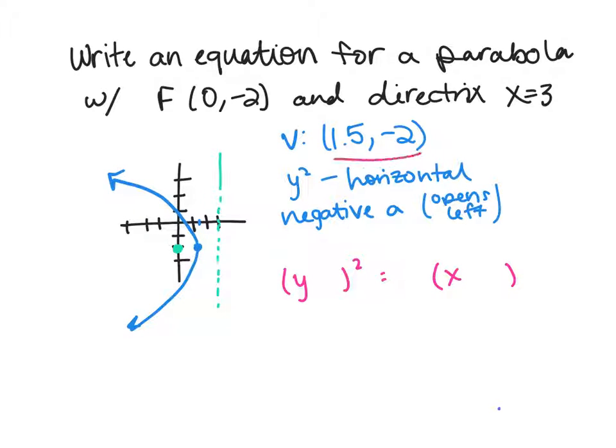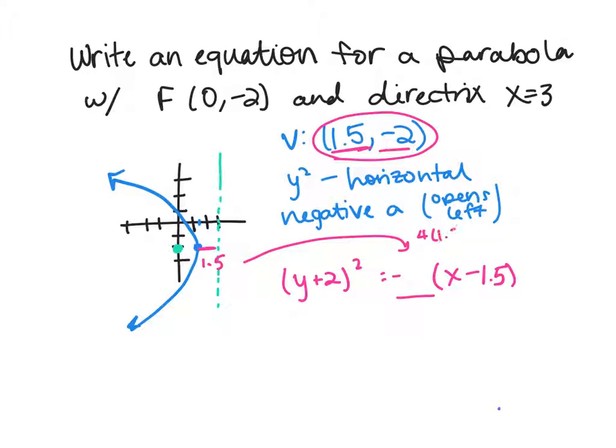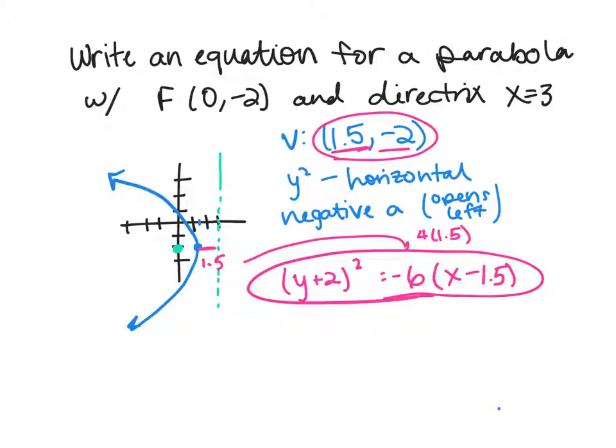We use our vertex here, our 1.5 and -2. And now keep in mind, the x term should still go with x, so you have to be careful about where you're putting that. So it's going to be minus 1.5 on the right side, and then the y term goes with y, so plus 2 on the left side. And then the last thing we need is this a term. We know it has to be negative because it's opening left. And this time, that distance is 1.5. So in the formula, 4 times 1.5 is 6. So there's our equation: (y plus 2)² equals -6(x minus 1.5).